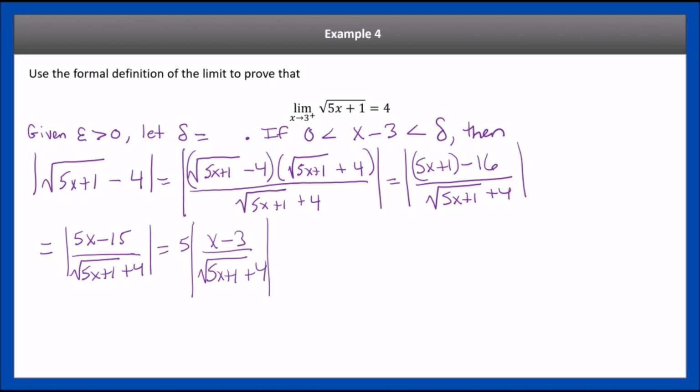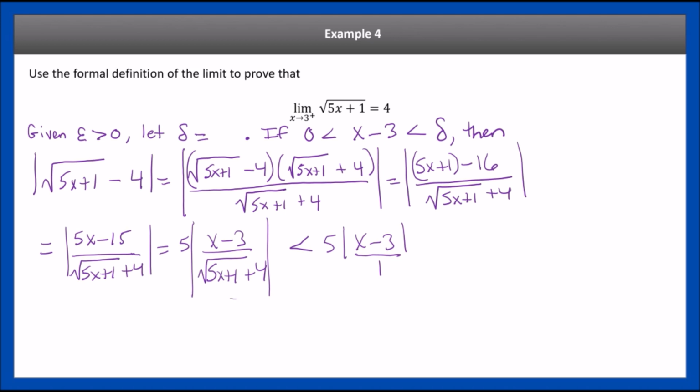Well, notice that this is a fraction with a denominator, right? So there's a denominator greater than 1 here. So this number is always going to be less than this number. So I'm going to write it down. If you think about it, this makes sense, because the greater the denominator, the smaller the number. Well, this number is greater than 1.